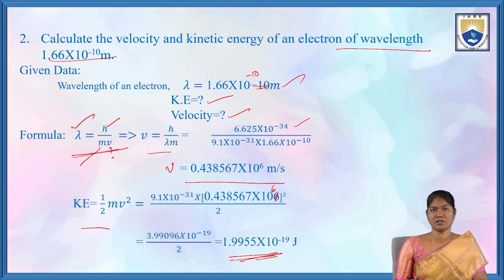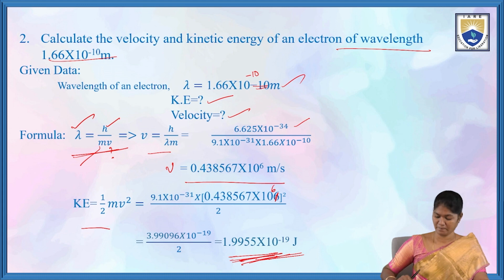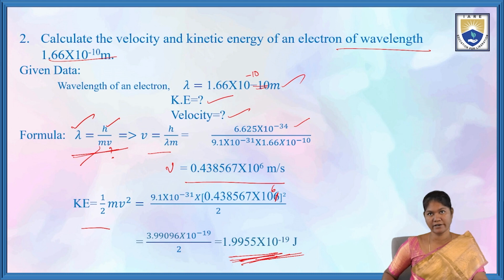So here it is taken in joule. If we want to calculate in electron volts, we need to divide by 1.6 into 10 power minus 90. Then we'll get the value in electron volts. That is the energy value we'll get in electron volts when we divide this value by 1.6 into 10 power minus 90, because 1 joule is equal to 1.6 into 10 power minus 90 electron volts.